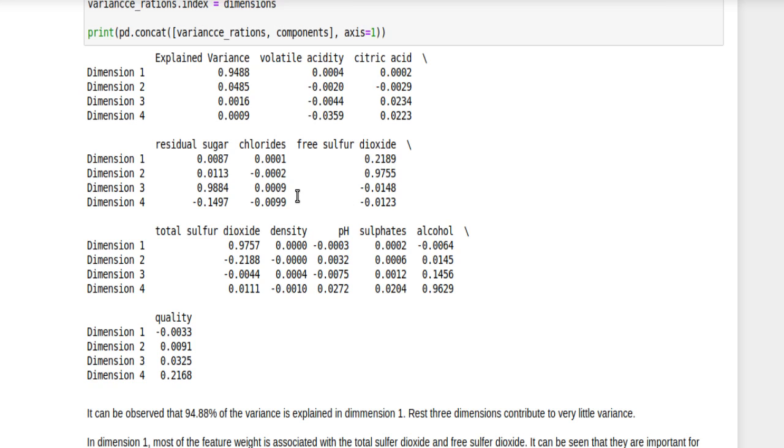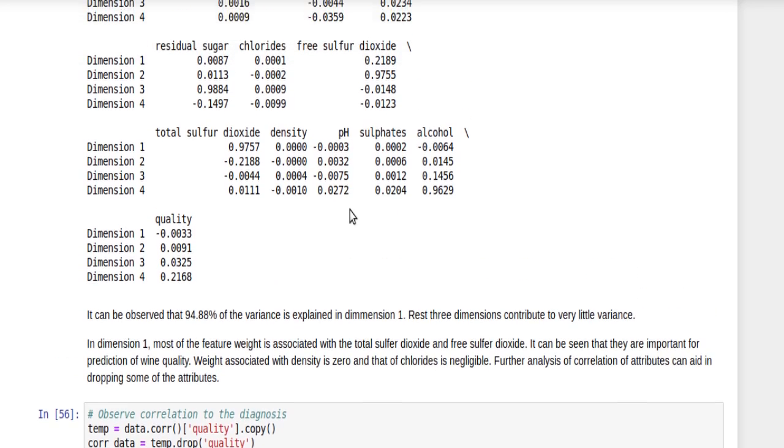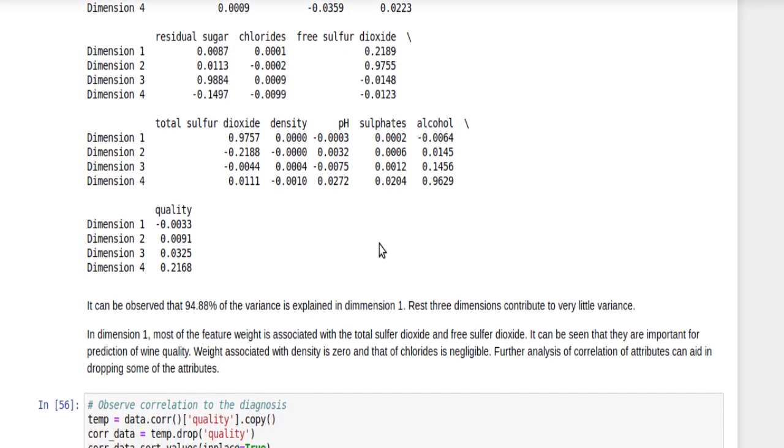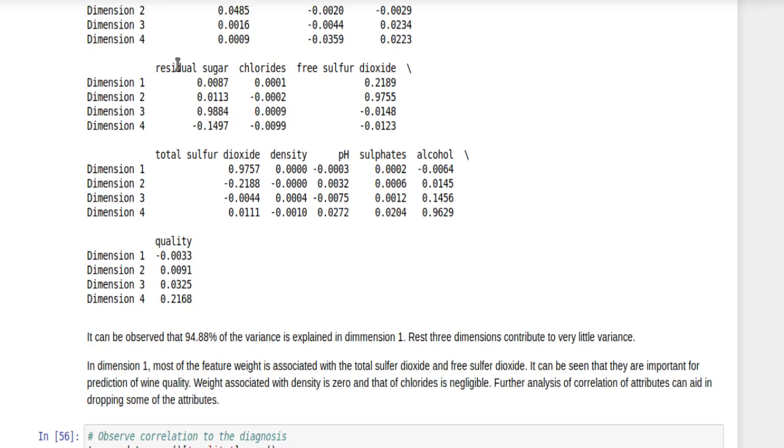Others, you can see it is very less. We can infer that total sulfur dioxide and free sulfur dioxide are very important for our prediction of wine quality. You can also see that weights associated with density and chlorides are almost 0. So these can be neglected from our data set for further analysis.